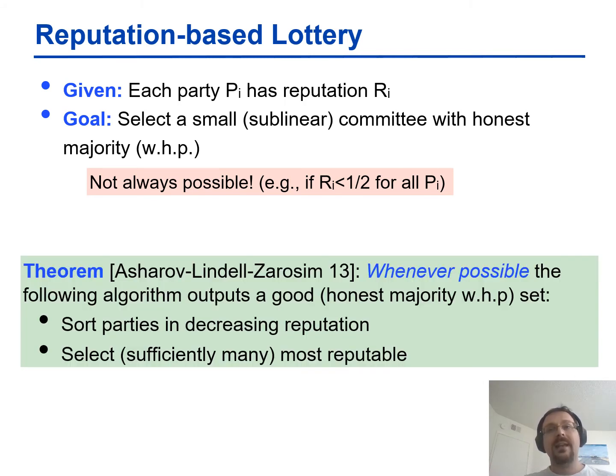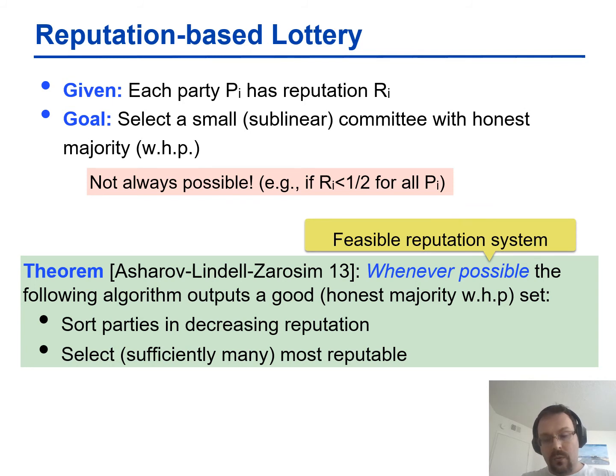However, for any reputation system which would allow such a selection, we know of an algorithm that allows us to actually sample an honest majority set. So if there is a way to sample an honest majority set of polylog size, then there is an algorithm by Asharov, Lindell, and Zarosim that tells us how to do it. And the way to do it is very simple. What we do is we sort the parties in decreasing reputation, and then we select sufficiently many from the most reputable to the least reputable. If the reputation system allows for honest majority committees of the size that we are looking, then this will give us an honest majority, because it always selects the parties with the highest reputation.